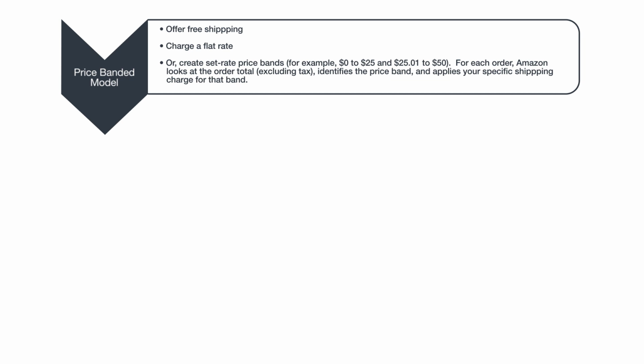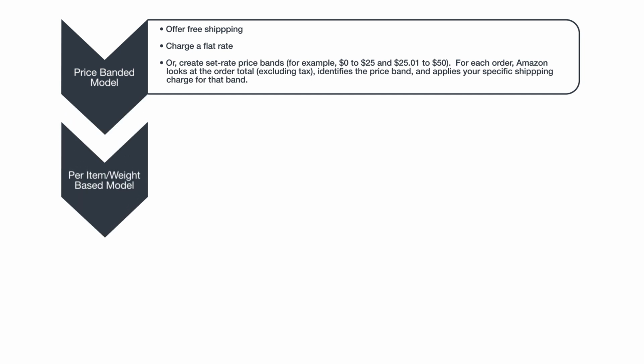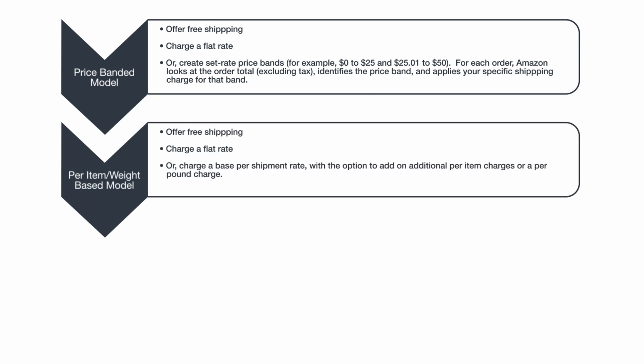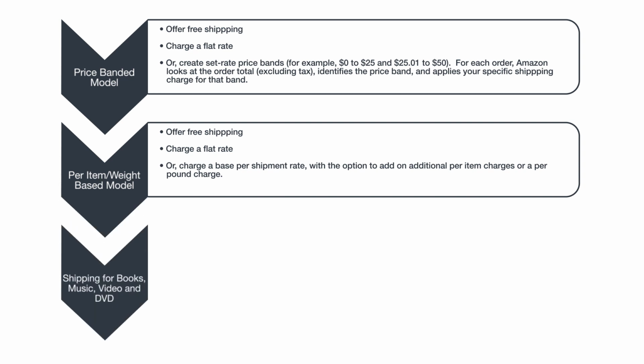For each order, Amazon looks at the order total, excluding tax, identifies the price band, and applies your specified shipping charge for that band. The per-item weight-based shipping model lets you offer free shipping, charge a flat rate, or charge a base per-shipment rate with the option of adding additional per-item charges or a per-pound charge.